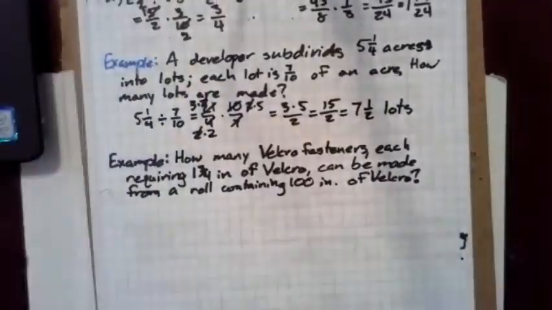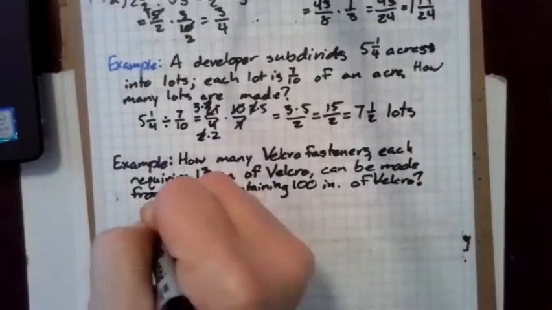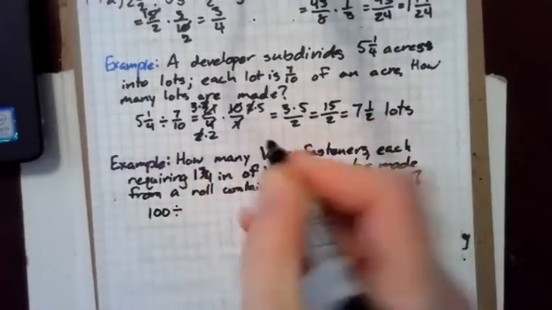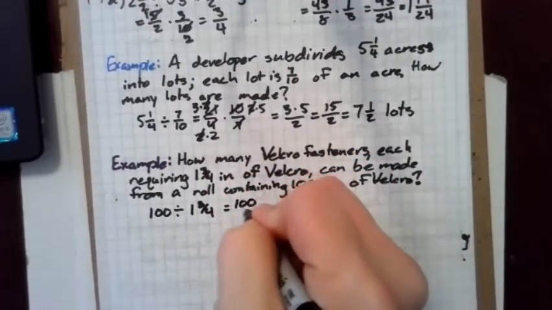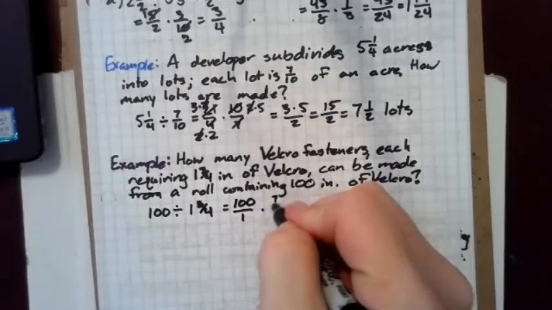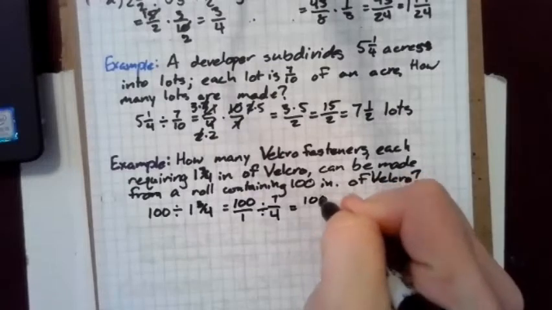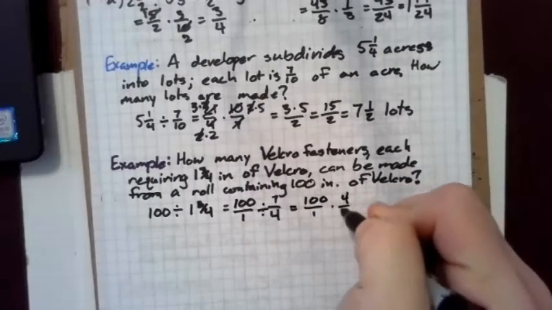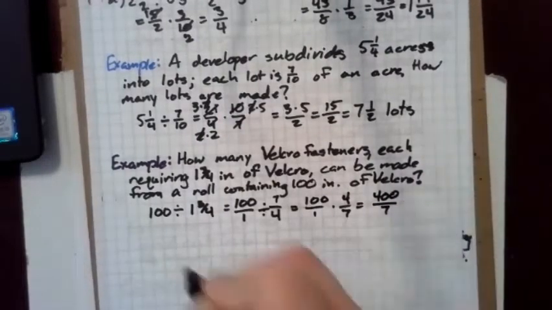For our next example, we ask how many Velcro fasteners, each requiring 1 3/4 inches of Velcro, can be made from a roll containing 100 inches of Velcro. So this is just 100 divided by 1 3/4. We'll change everything to fractions. That's 100 over 1 times 1 3/4 is 7 over 4. Divided by 7 over 4. So that's 100 over 1 times 4 over 7, which is 400 over 7.